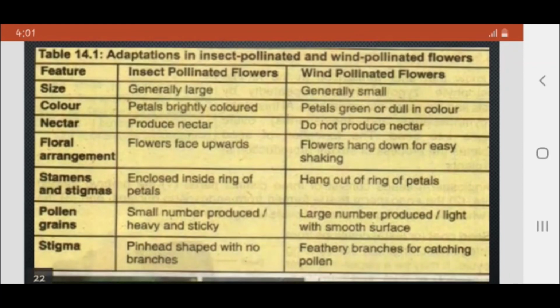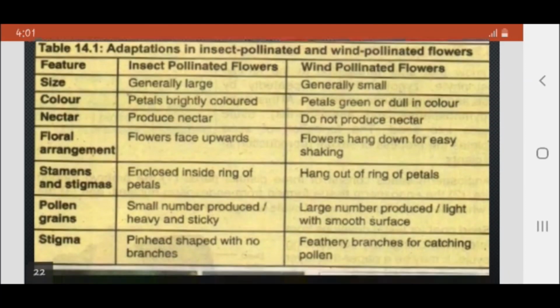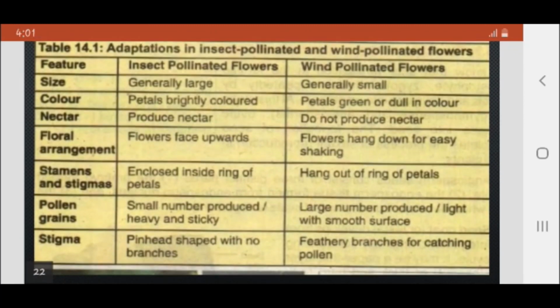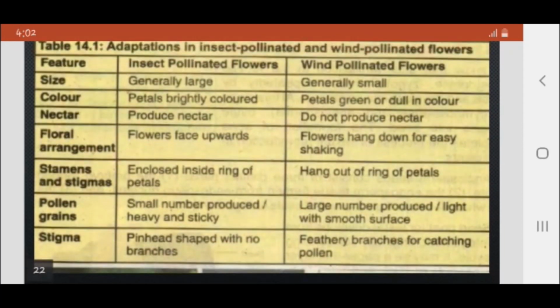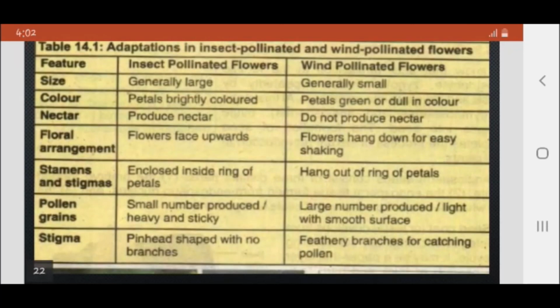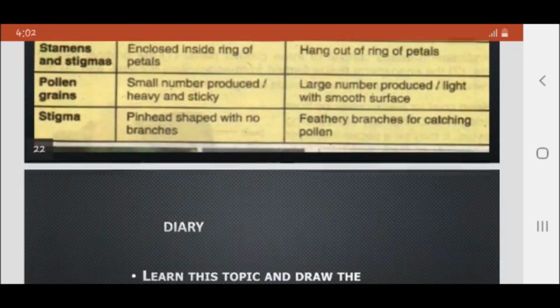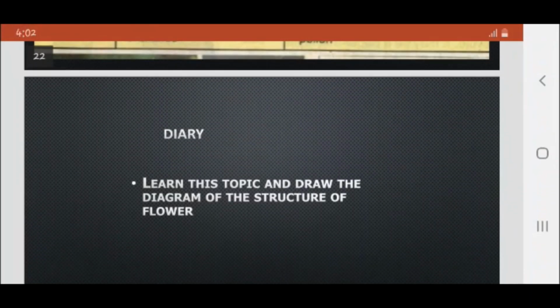Insect pollinated flowers are enclosed inside a ring of petals. The stamens and stigma of wind pollinated flowers hang out of the ring of petals. Pollen grains of insect pollinated flowers are small in number, heavy and sticky, and wind pollinated flowers have pollen grains large in number, light and with a smooth surface. The stigma of the insect pollinated flower is pinhead, while the stigma of the wind pollinated flower has feathery branches for catching pollen.